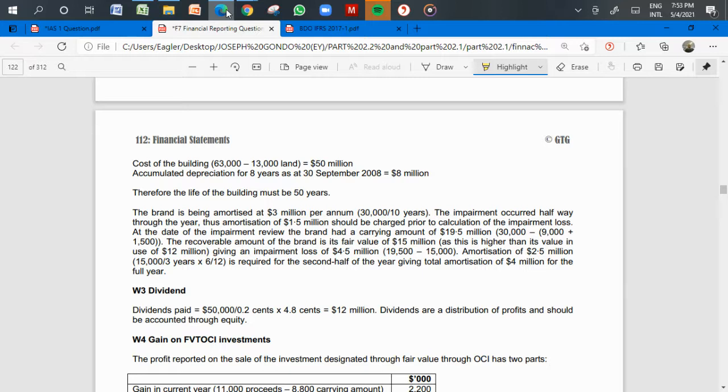Amortization of 2.5, take note of this one. Amortization of 2.5 million. Now we are dividing the new carrying amount. We did the impairment review and we established that our new carrying amount, which is the fair value, is 15 million. So we are dividing it by 3 years. Then we multiply it by 6/12. So they are calculating the amortization on the revised carrying amount, which is our fair value.